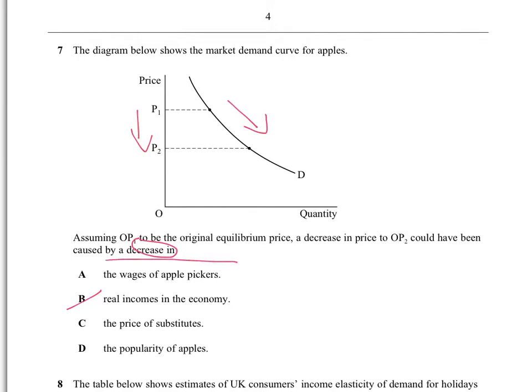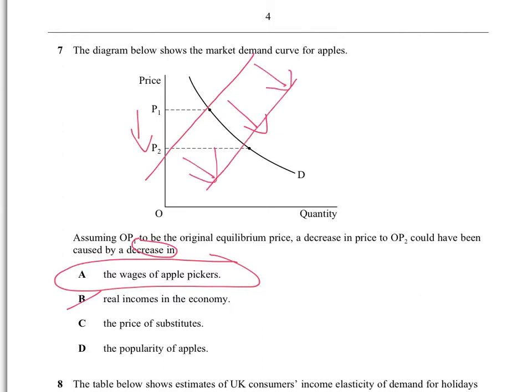The answer is actually A in this question. Imagine you must have had a supply curve there to get you an equilibrium point. If there's a decrease in wages of apple pickers, that would have increased supply and allowed us to move to our new equilibrium, which is what the question is showing.